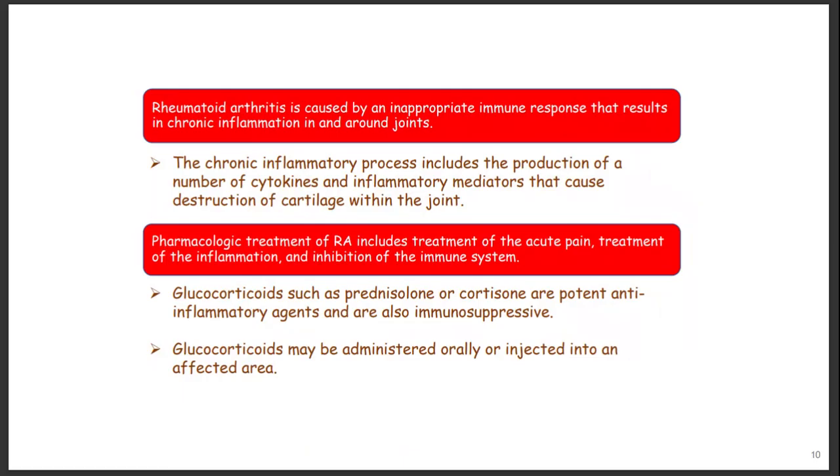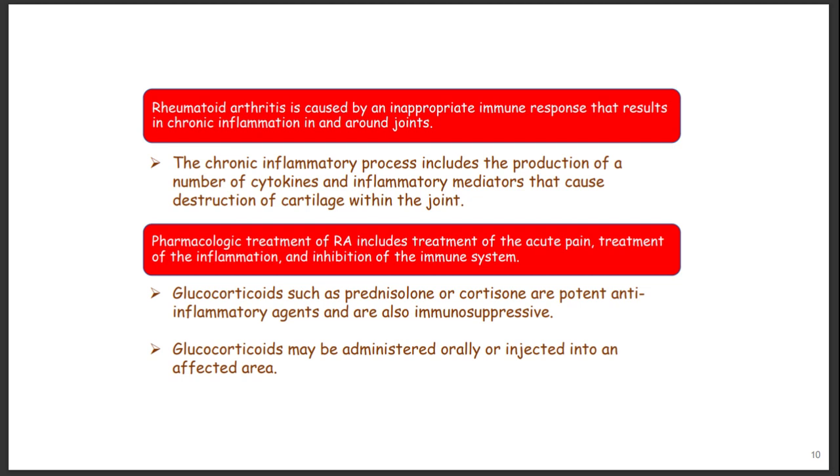So rheumatoid arthritis is caused by an inappropriate immune response that results in chronic inflammation in and around joints. The immune system has responded too much, and that causes this inflammation, which is chronic. The chronic inflammatory process includes the production of a number of cytokines and inflammatory mediators that will cause the destruction of the cartilage within the joint. Pharmacologic treatment of rheumatoid arthritis includes then treatment of the acute pain. If someone comes with pain at that particular time, the treatment of the inflammation and the inhibition of the immune system, because that's what is causing the problem.